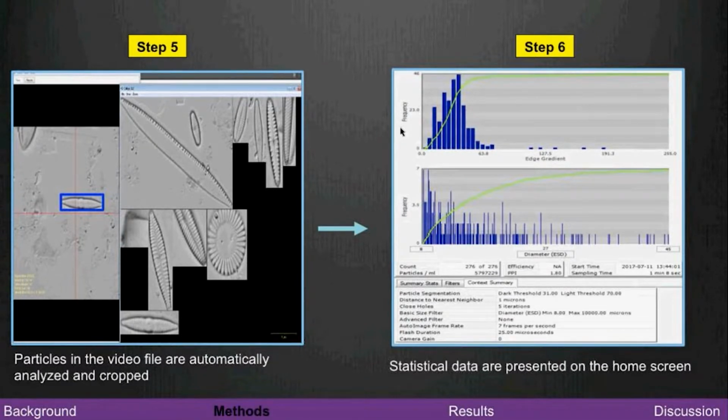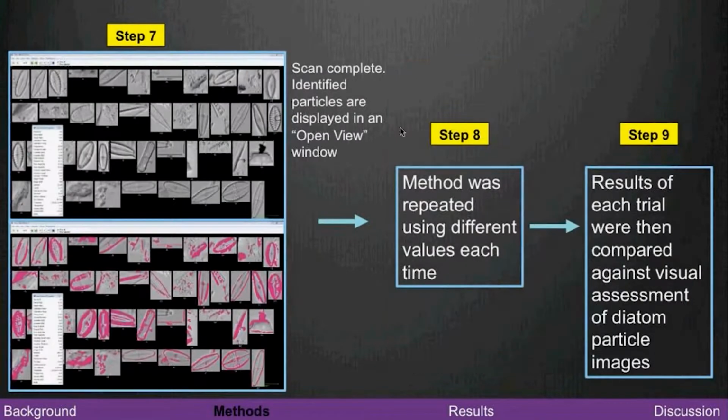Cropping particles is important because you only want one diatom in one picture, because the software will gain information from the pixels used. So you don't want multiple pixels from different particles in one image. Afterwards, statistical data are presented on the home screen, and this information might include the total particle count and the amount of time it took to sample. Here, the results of the analysis are also displayed, but this contains the cropped images, so the user is able to view and look through all the images that the software has attempted to crop out.